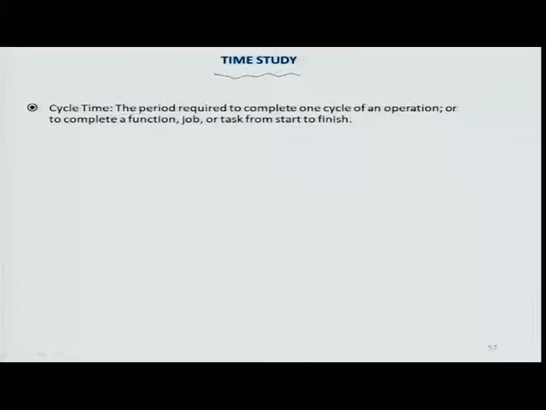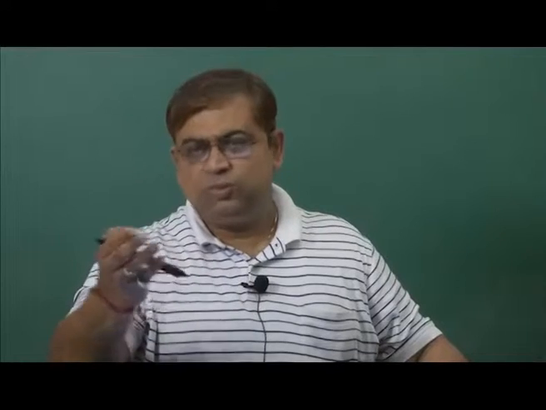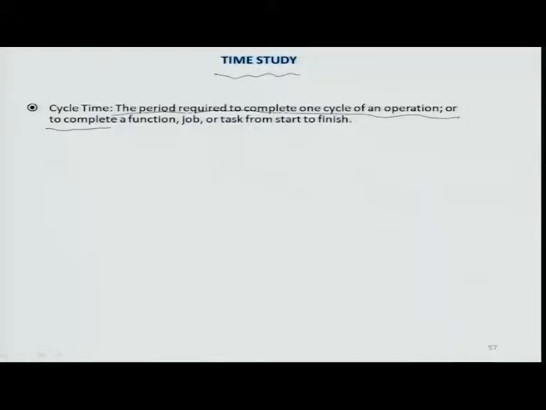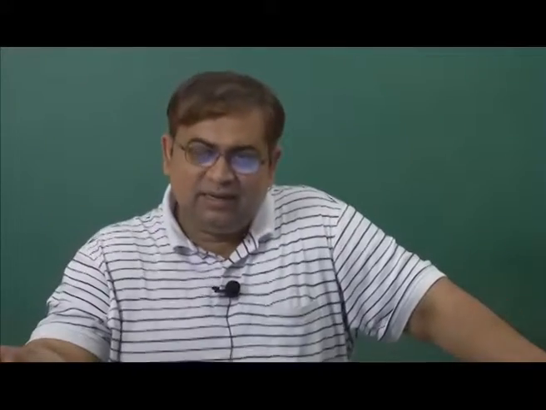So, the cycle time is the period required to complete one cycle of an operation, a complete operation which is being split up now into several tasks. Tasks could be material flow, delays, or tasks related to, let us say, machining. You saw some of the examples earlier. So, to complete the whole function or the job or the task from start to finish is what a cycle time really would be. And so, a cycle time is a very critical issue, particularly when you have multiple work centers working together in a certain sequence.